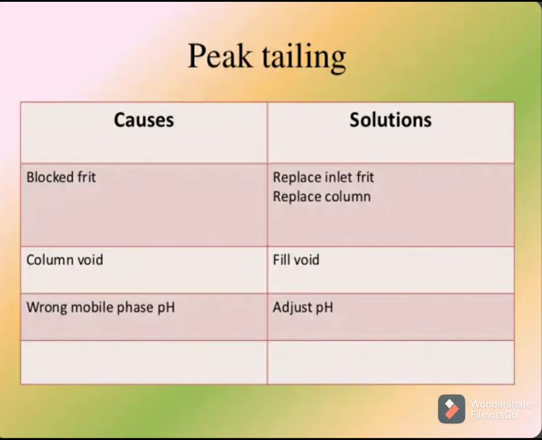The main cause of peak tailing is the wrong mobile phase pH. If you are given acceptance criteria and you are not following that criteria, that is, your pH is not correct according to your specification, that is the reason your peak is tailing and not coming in proper peak shape. So the main reason for that is wrong mobile phase pH.